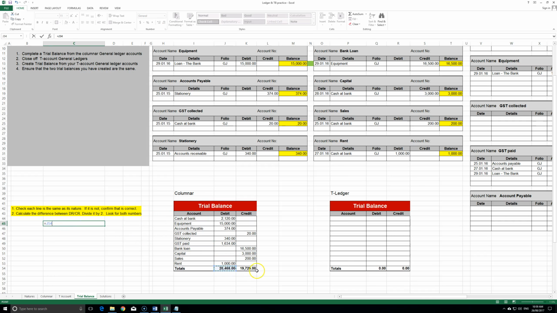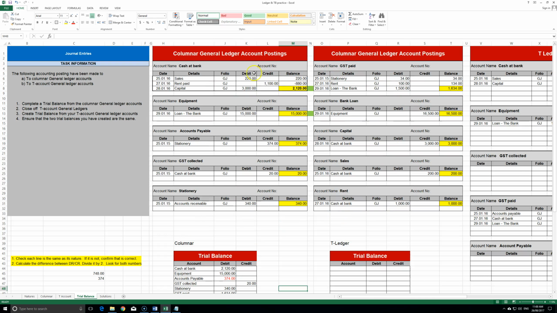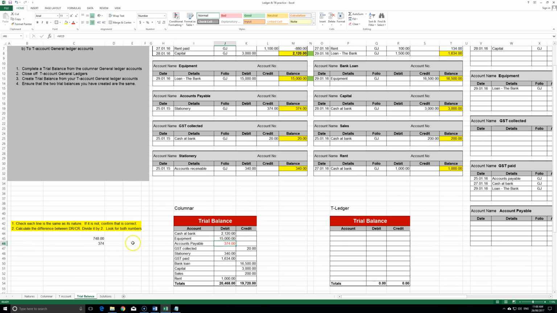I'm going to calculate the difference between the debits and the credits, and it ends up being $748. That divided by 2 is 374. Remember both of those numbers, 748, 374, and then scan through here. Can you see 748 or 374? Or instantly I can see 374. So that is an indicator to me that maybe there's a mistake here. Also, if I go back up here, I'm looking for 748 or 374. There is only 374 and it is in accounts payable. So that is the first way to look for a mistake.